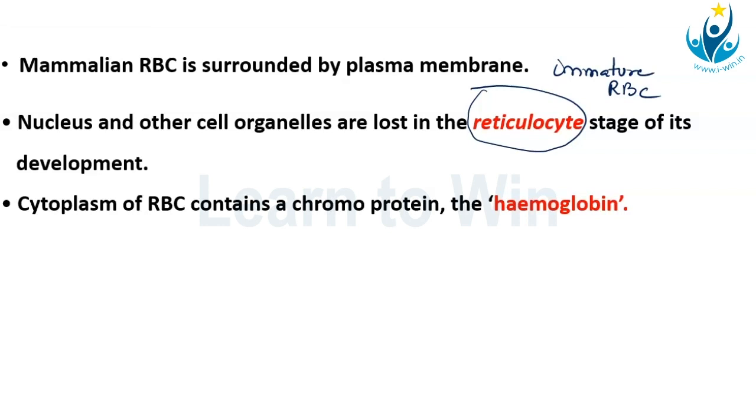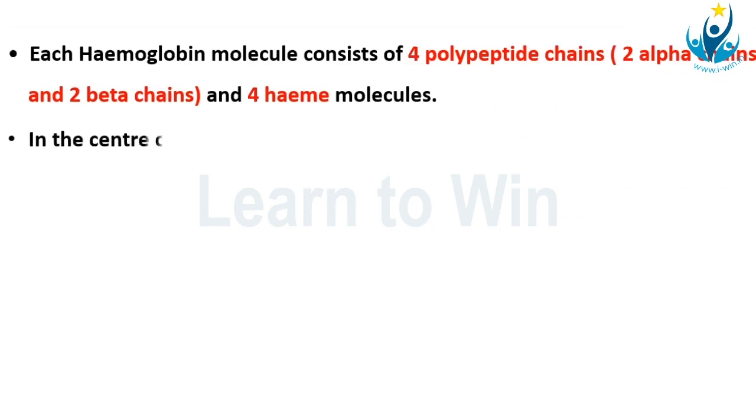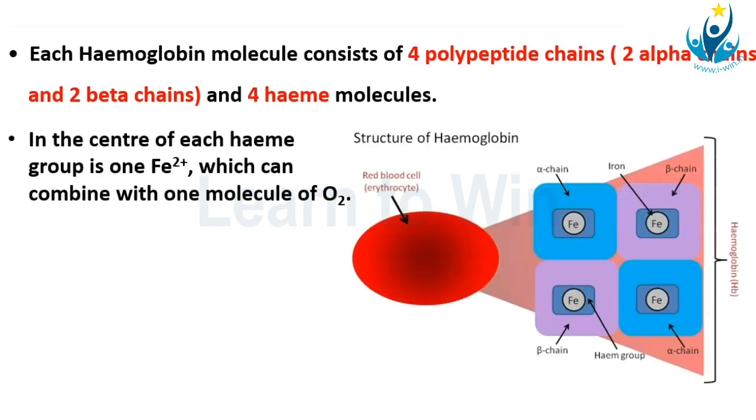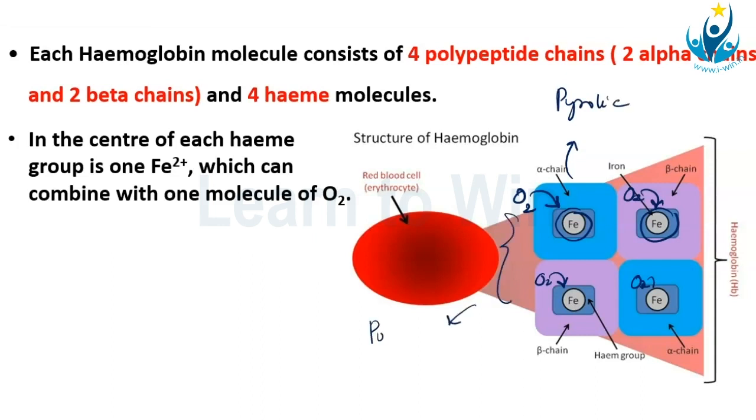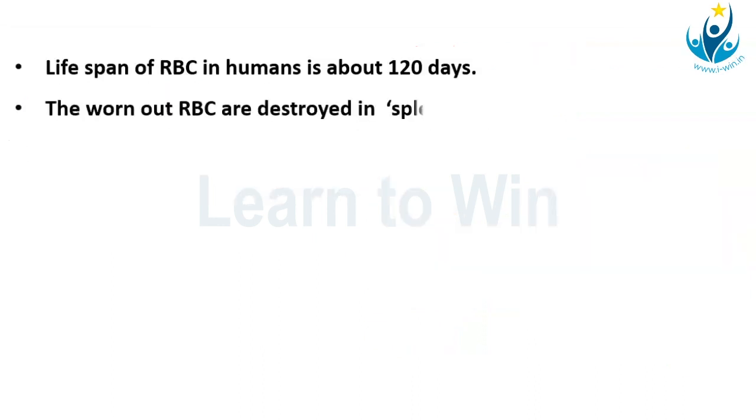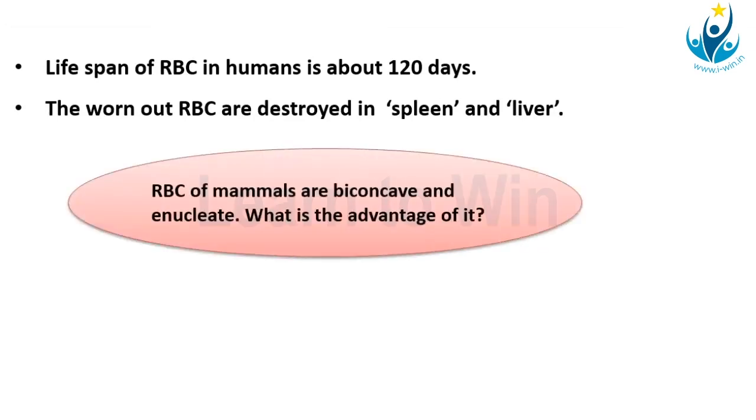And the cytoplasm contains the protein called hemoglobin, and you know the structure of hemoglobin. It is made up of polypeptide chains, 2 alpha, 2 beta. Every chain contains an iron in the center, and to this iron only the oxygen molecules bind. Okay, and each one is called a pyrrolic ring. So this is a tetrapyrrolic ring, and this head is called a porphyrin head. Porphyrin head. Okay, so 2 alpha and 2 beta. Now, the lifespan of RBC in humans is 120 days. The worn out RBCs are destroyed in the spleen and liver.